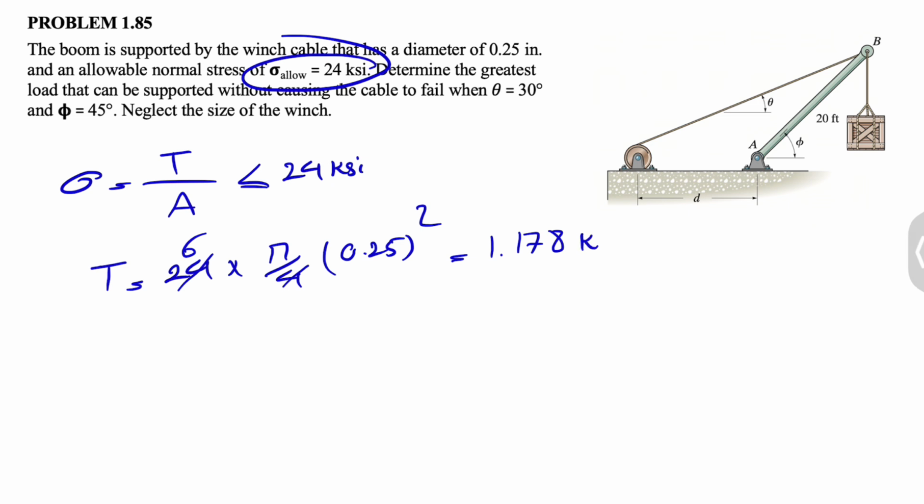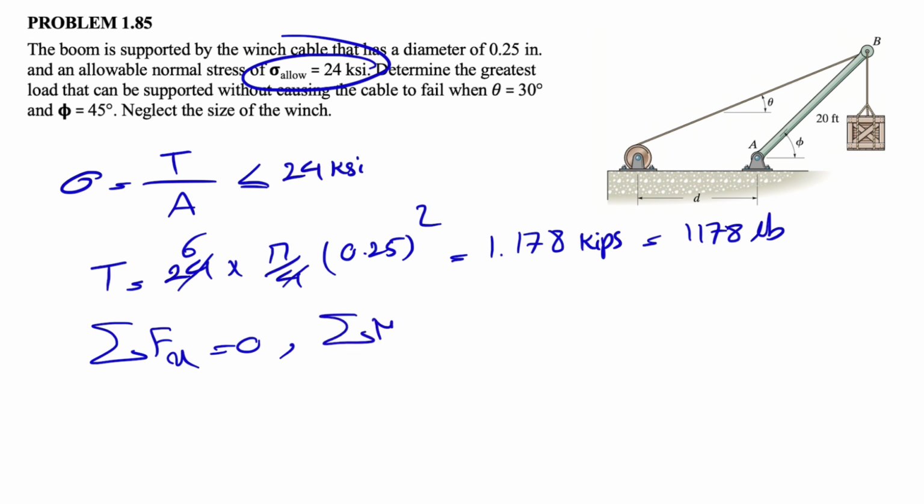1.178 kips. And if we want it in pounds, we're going to multiply this by 1,000. And basically we'll have 1178 pounds. So that's the maximum force that we can have in here. And obviously we are in equilibrium, so we can use our equilibrium equations. Sum of all forces in x direction equals 0, and we have the same thing for moment.